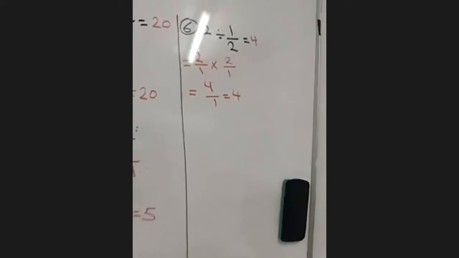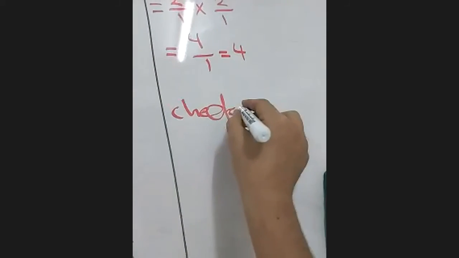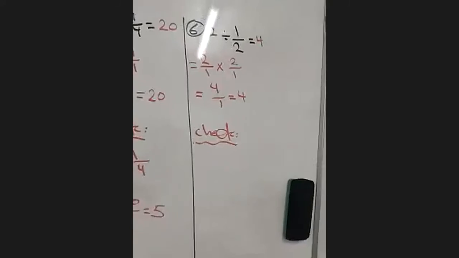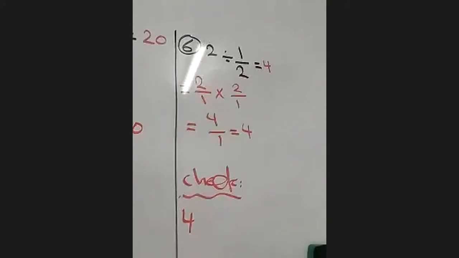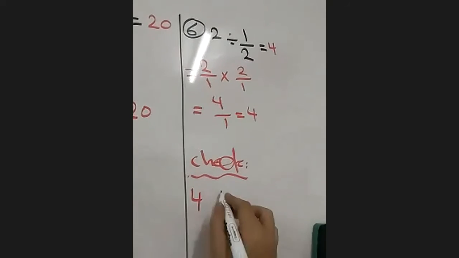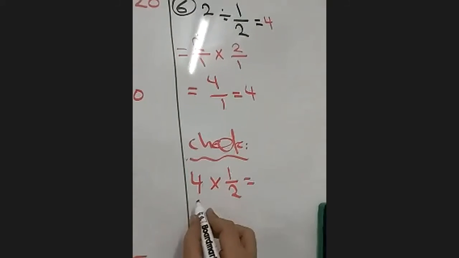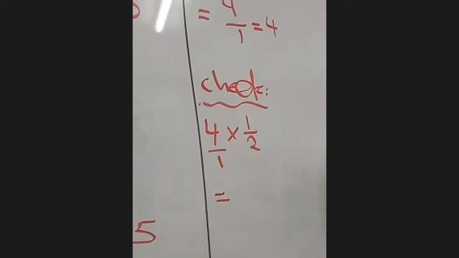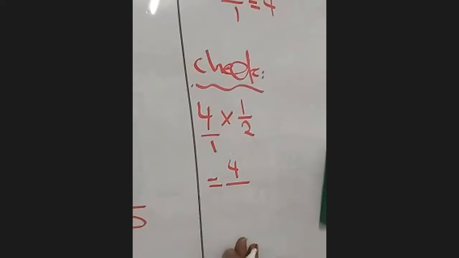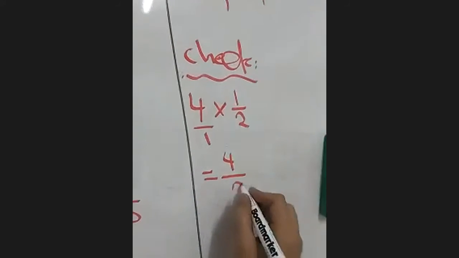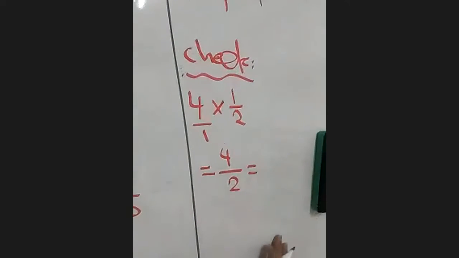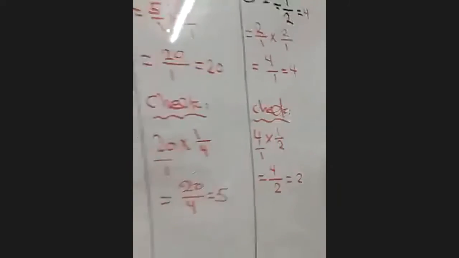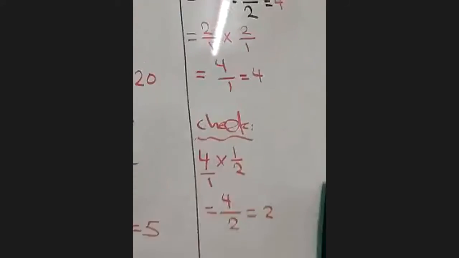Fine. How will we check our answer? 4 multiply 1/2. Good. Let's check. This is over 1. How do we multiply fractions? 4 over 2, and 1 multiply 2 is 2. Now 4 divided by 2, how much? 2. And it is what? The dividend, right? So our answer is correct. This is question 6, guys.